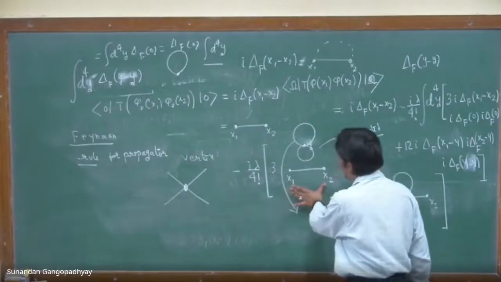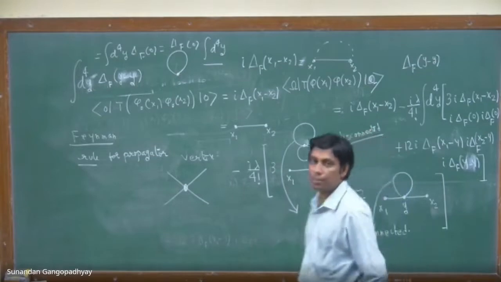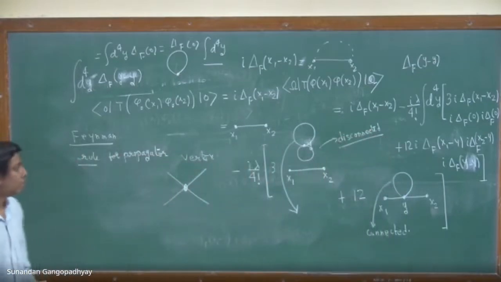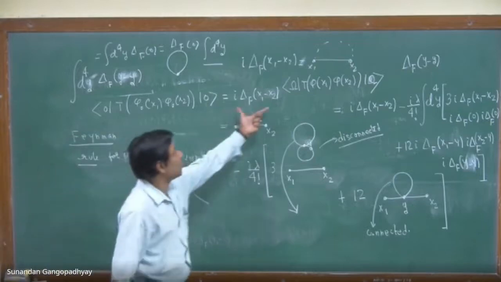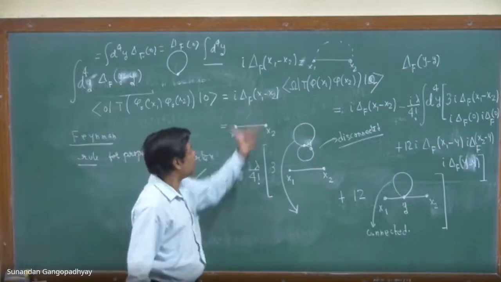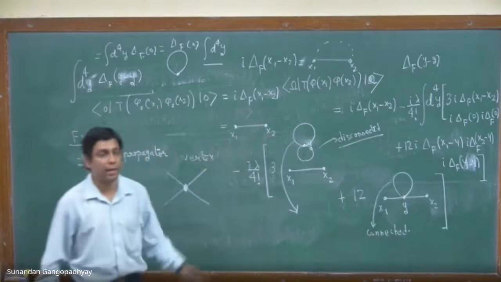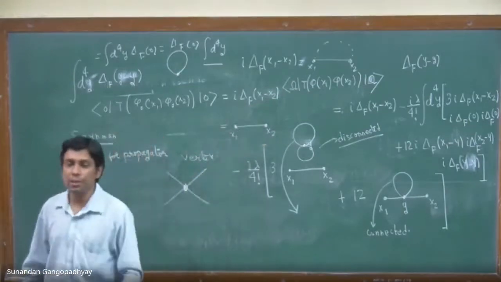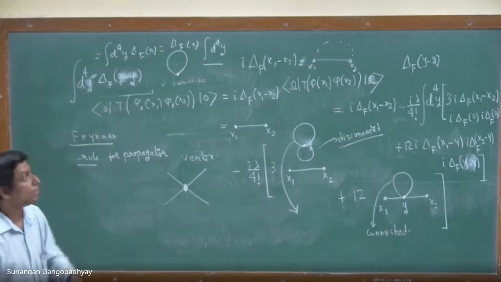So what does this line or loop mean physically? This physically means that this is the propagator. The particle is propagating from x1 to x2. That is what i delta f x1 minus x2 is. You just denote this by a diagram. So this diagram corresponds to this, which physically means that it is a propagator from x1 to x2.